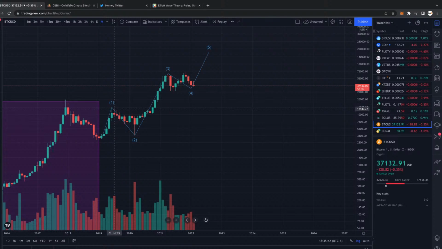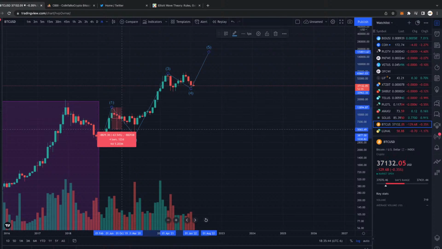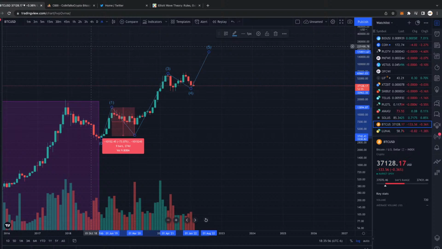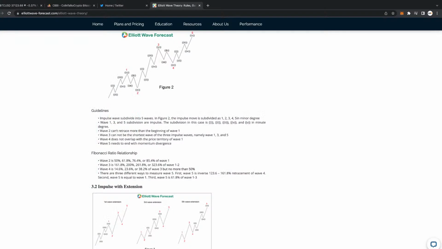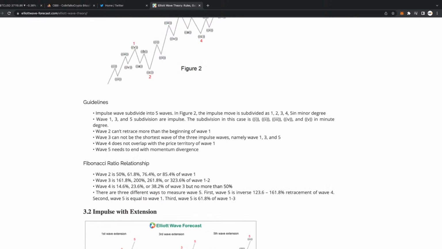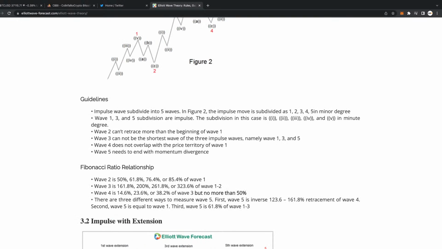Wave 2 cannot retrace more than wave 1, which it did not. Close. It retraced quite a bit of it, but not all the way. Okay, so that's the one. So now we know that this is also true. Wave 2 cannot retrace more than the beginning of wave 1. True. That's probably better for you guys to read, eh? Wave 3 cannot be the shortest wave of the 3 impulse waves, namely wave 1, 3, and 5.